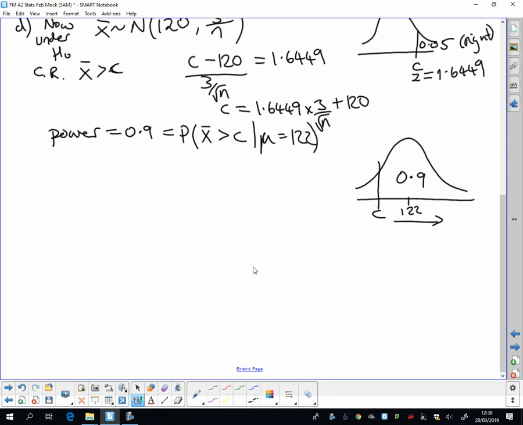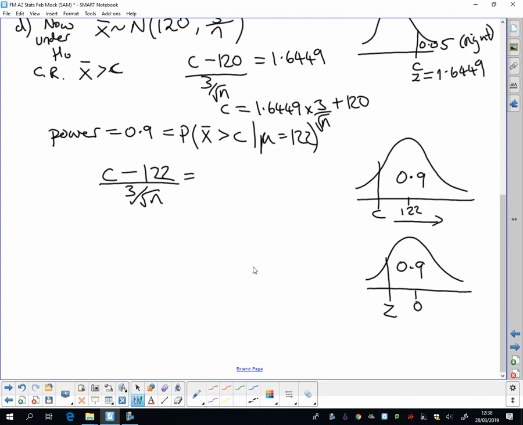So again, we're going to have to turn that into a z. So it has a mean of 0, and I want to know what the z value corresponds to 0.9 on the right hand side. So all of that means that we want c, so our value minus our mean divided by our standard deviation, equal to, and if you look this one up, you get negative 1.2816.